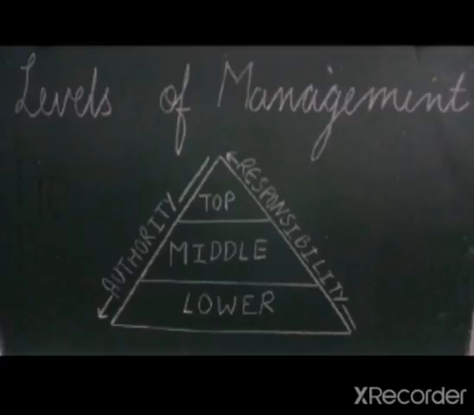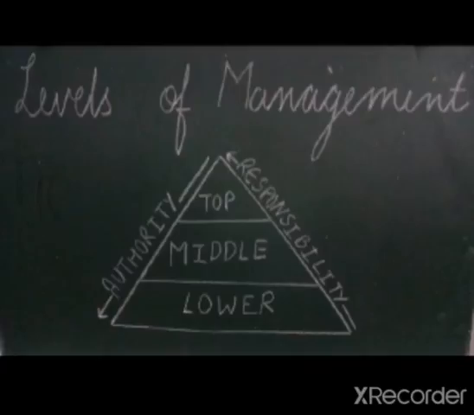Next one, all the rules, regulations, instructions and policies are also designed by the top level. Whatever resources are required by the organization are also assembled by the top level only. Next one, the performance of the whole organization is also controlled and monitored by the top level.